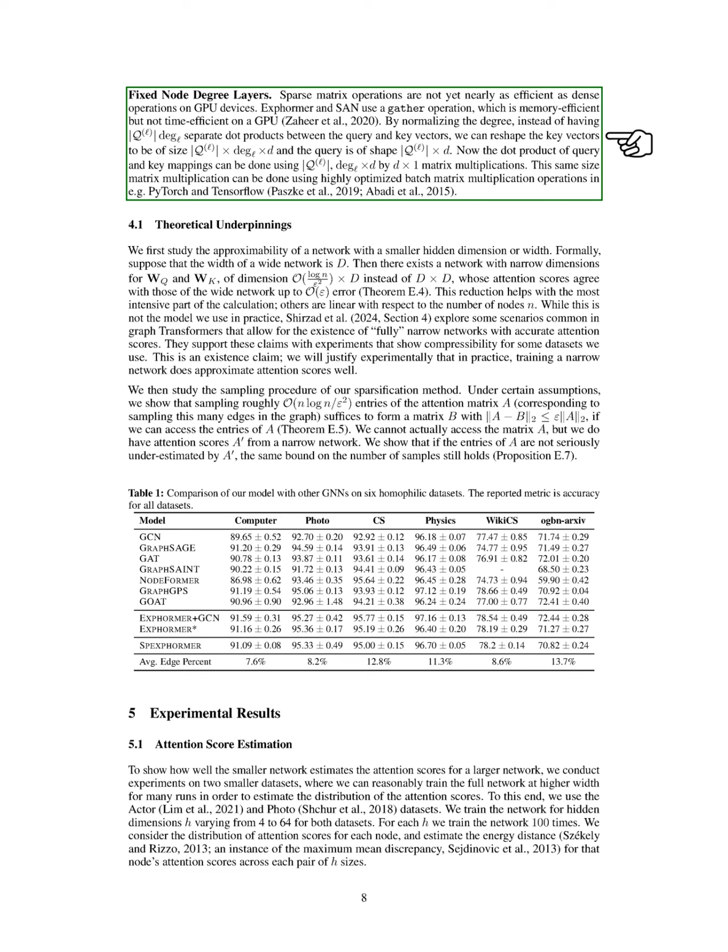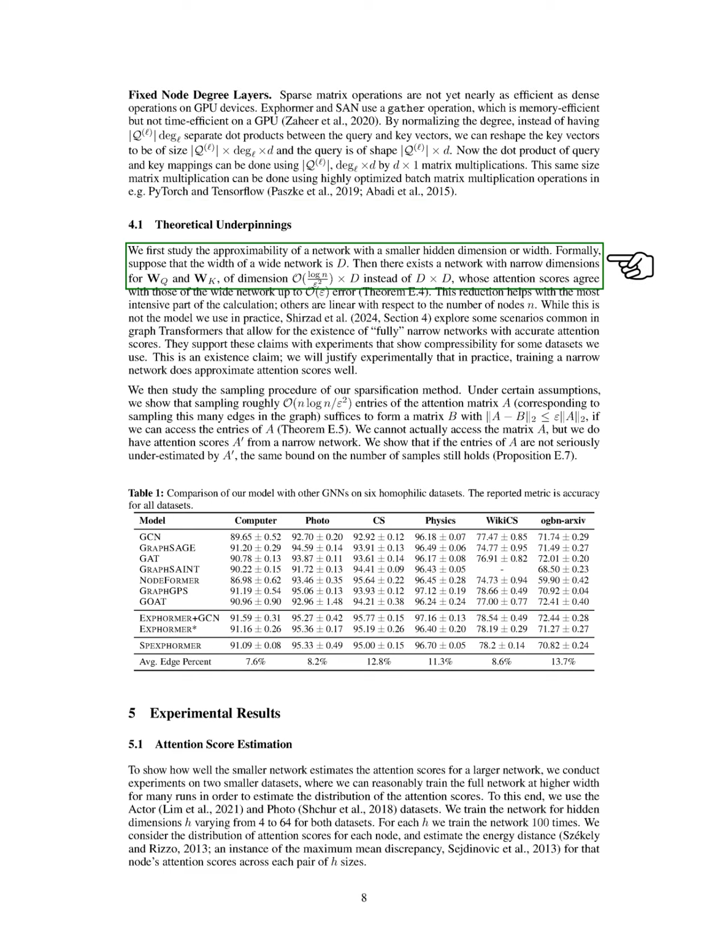Section: Theoretical Underpinnings. In this section, we first examine how well a network with a smaller hidden dimension can approximate a wider network. We define a wide network with a width of d. We find that we can create a narrower network for the query and key dimensions, which has a size proportional to the logarithm of the number of nodes divided by the square of a small error term, multiplied by d. This narrower network can produce attention scores that closely match those of the wider network, with only a small error.